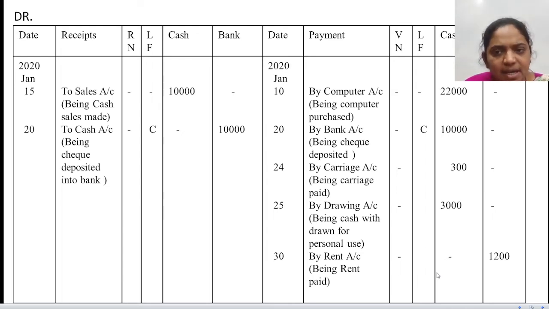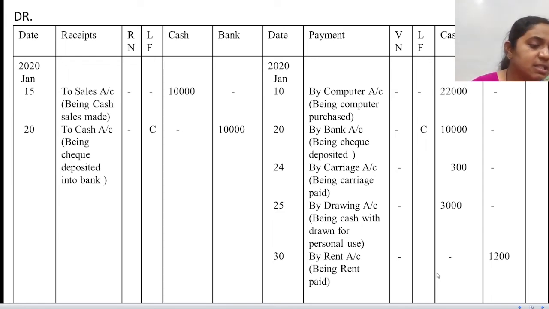And on the credit side you will write date 20, by bank account, being check deposited. In the LF, you will write C. And in the cash column, you will write 10,000. What you will write in the cash column? 10,000. Got it? Okay. So this was your second contra entry, on date 20.